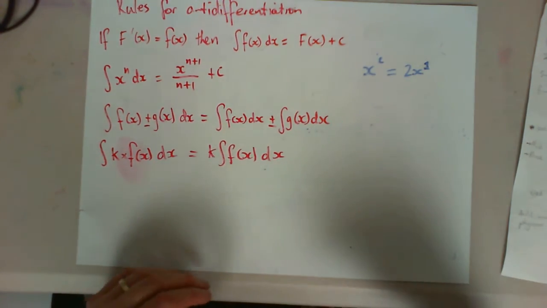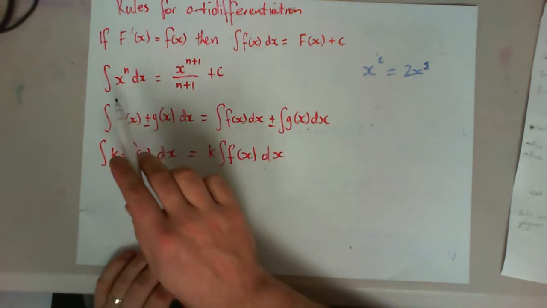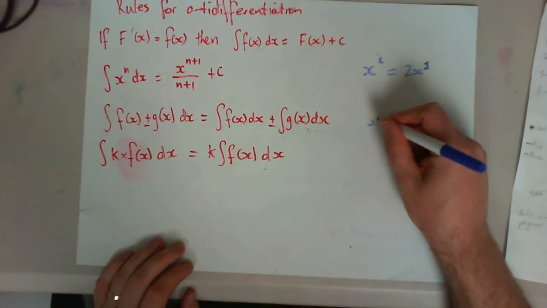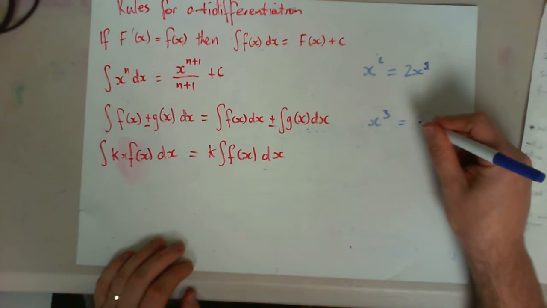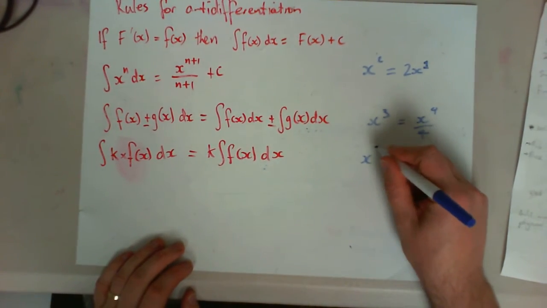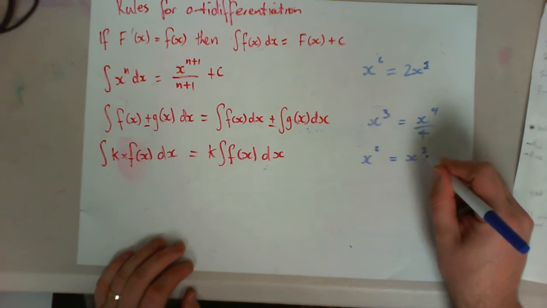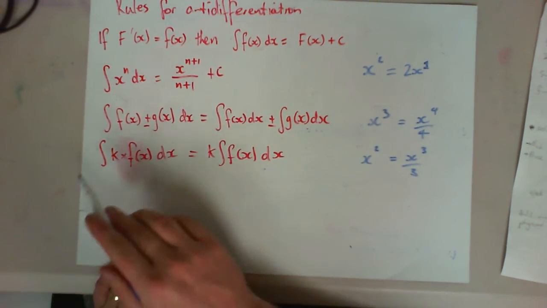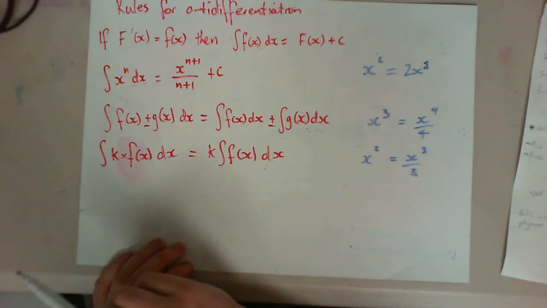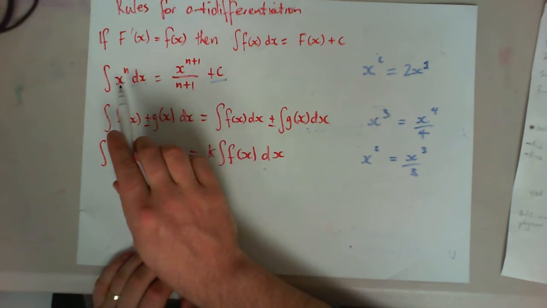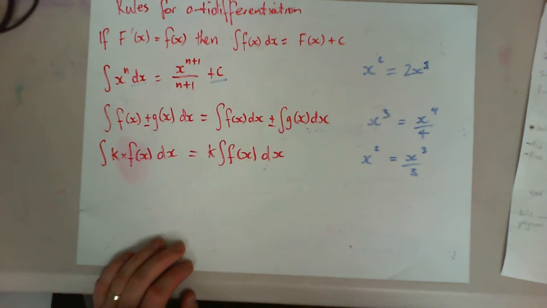So if we're reversing a process, what we do is we increase our power by 1 and divide by our new power. So if I had x cubed, that's going to become x to the 4 divided by 4. x squared is going to be x cubed on 3. And you'll see some other worked examples coming up too. Notice things that we've remembered, dx and plus c. So again, main ideas are increase the power by 1, divide by the new power.